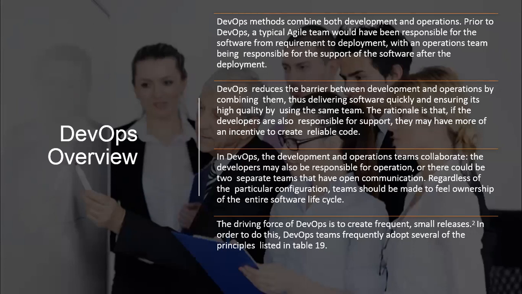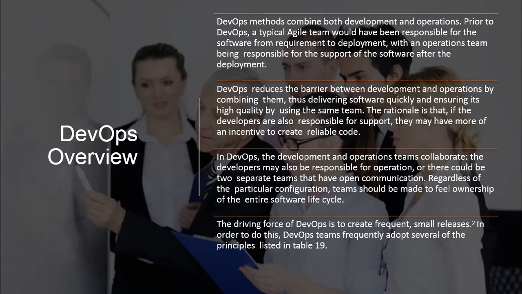The rationale is that if the developers are also responsible for the support, they may have more of an incentive to create reliable code. In other words, they're not going to toss questionable objects over the wall. Instead, they're going to make sure that what they deliver is what they can maintain. In DevOps, the development and operations team collaborate. The developers may also be responsible for operation, or there could be two separate teams that have open communication. Regardless of the particular configuration, teams should be made to feel ownership of the entire software lifecycle.